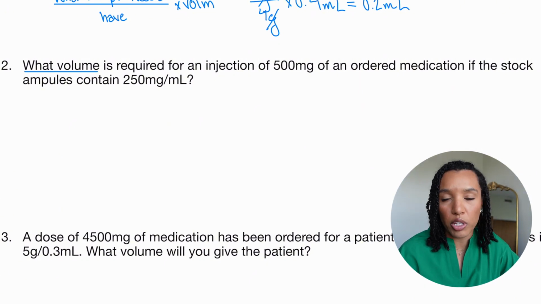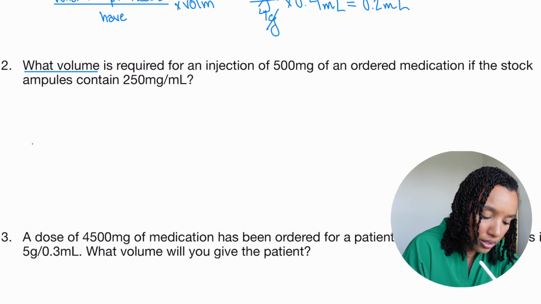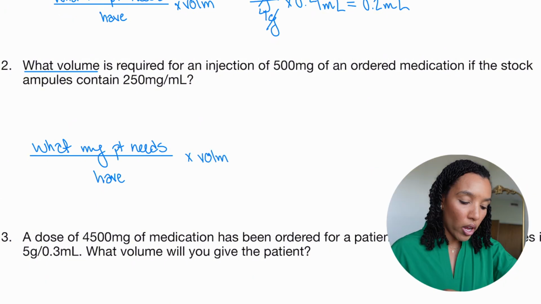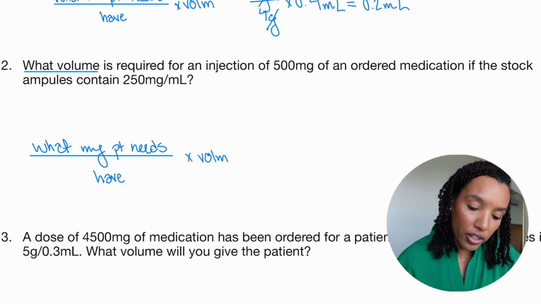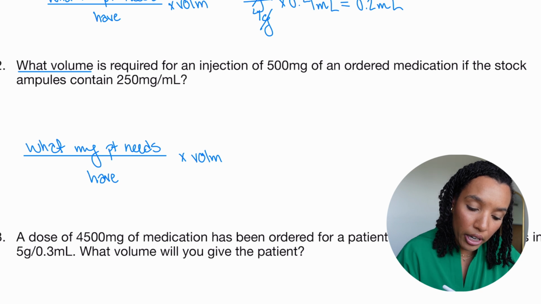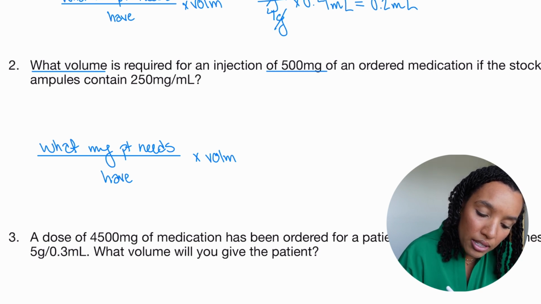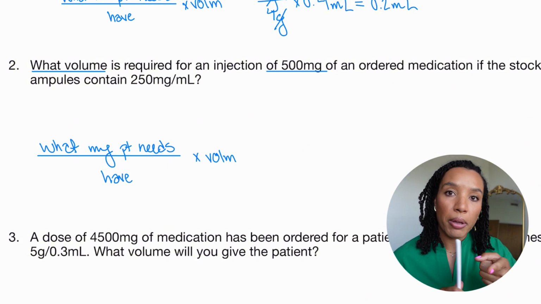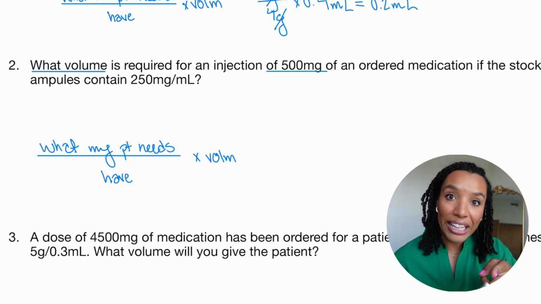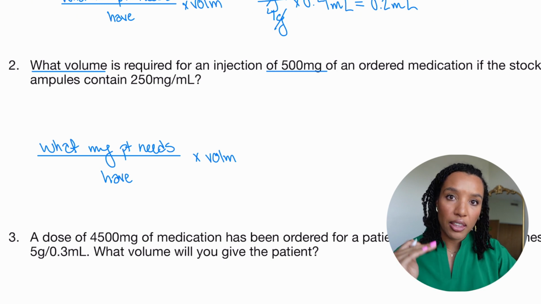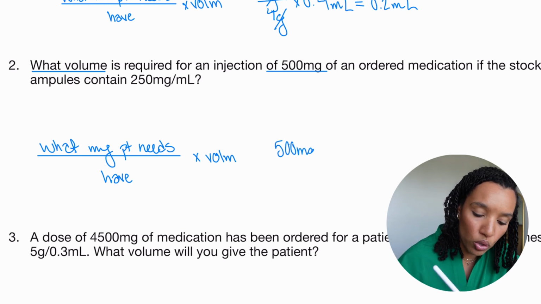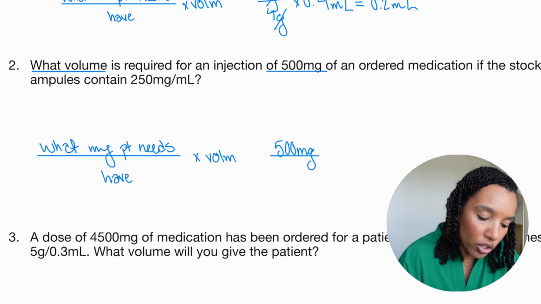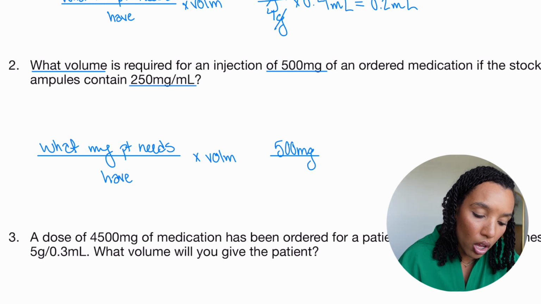So what do I need to solve this problem? I need to know what my patient needs divided by what we have times the volume. What does my patient need? Well, it says that they're going to get an injection of 500 milligrams. So that is what my patient needs. If ever in the wording of the problem you see the words the patient has been ordered or the patient gets, that is what your patient needs. That's what goes on top of your formula. So we've got 500 milligrams divided by what we have, and we have a 250 milligram ampule per 1 mL.